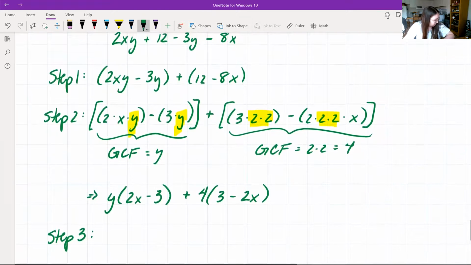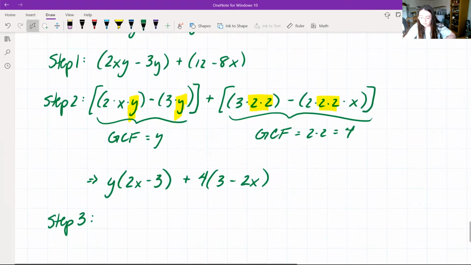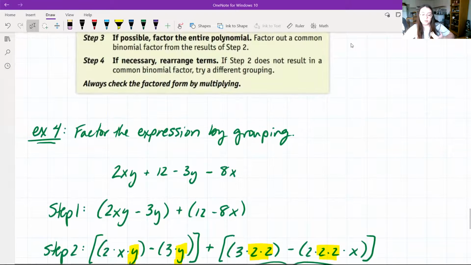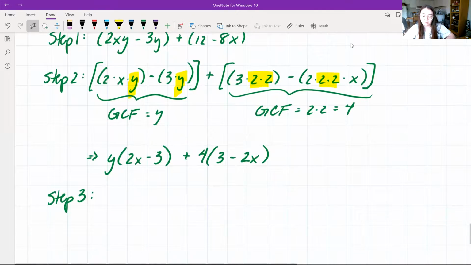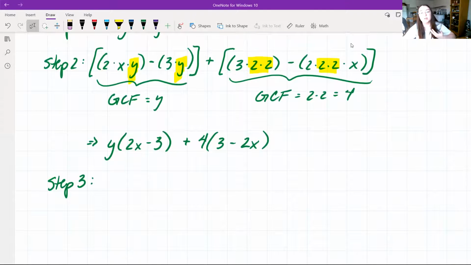And now what we're going to see here is that for step 3, we want to factor the entire polynomial if possible. So our goal is that we want to factor out a common binomial factor from the results of step 2. If we want to factor out a binomial, it's actually going to be fairly difficult because what we have is y times 2x minus 3 plus 4 times 3 minus 2x. Seemingly, we have different expressions in our parentheses, and then we have these coefficients.